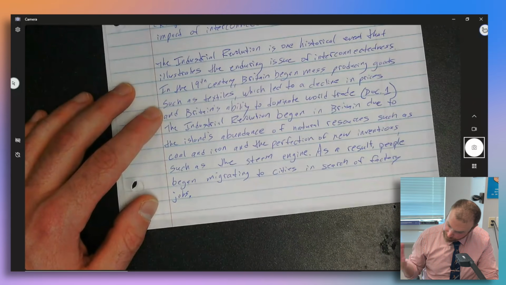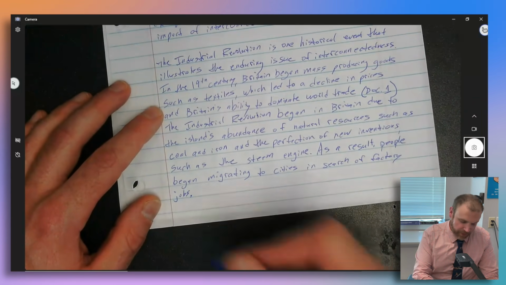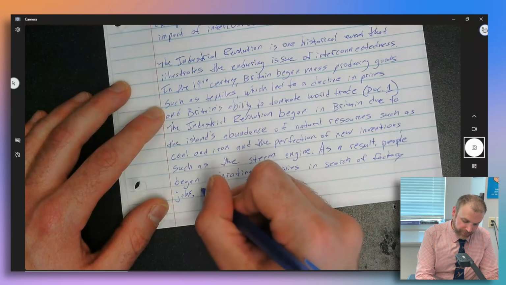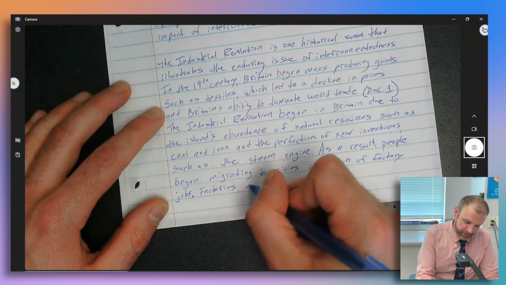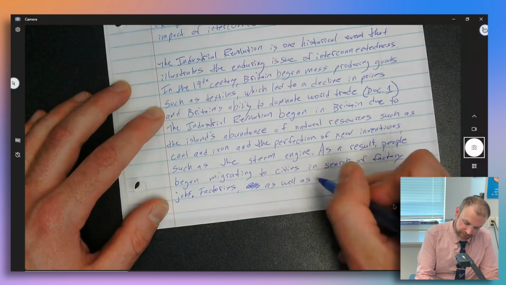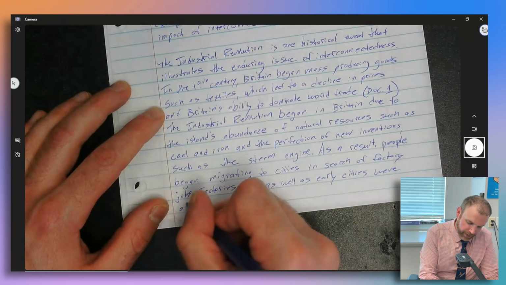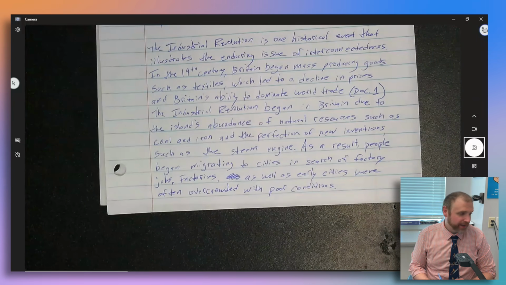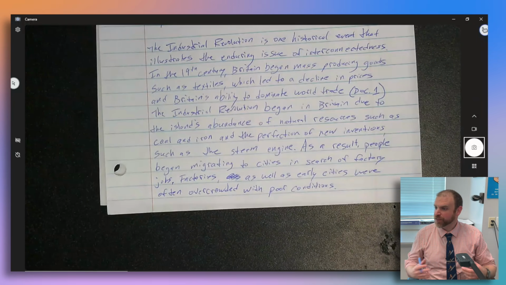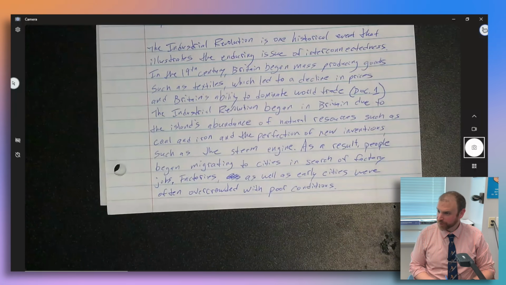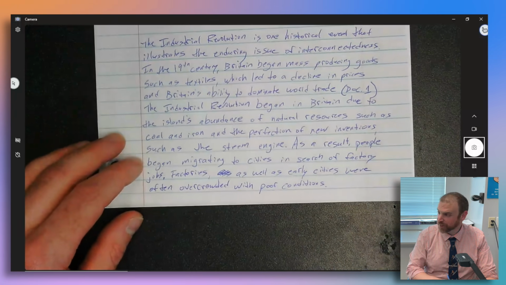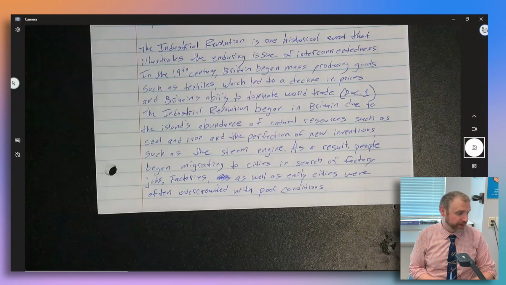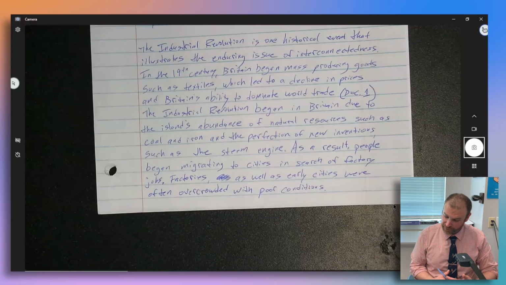We talked about people moving into cities to get jobs. We'll say something about the pollution and the overcrowding. We'll say factories, as well as early cities, were often overcrowded with poor conditions. Now again, since my choice of an enduring issue is interconnectedness, I'm going to attempt in my next sentence here to use some outside information to illustrate interconnectivity in this time period.